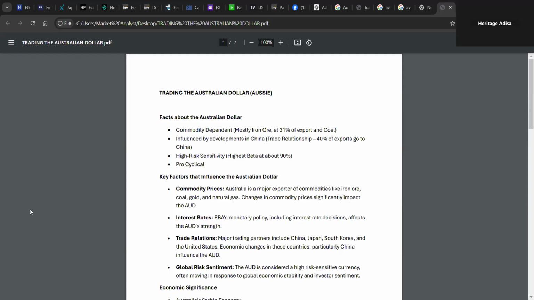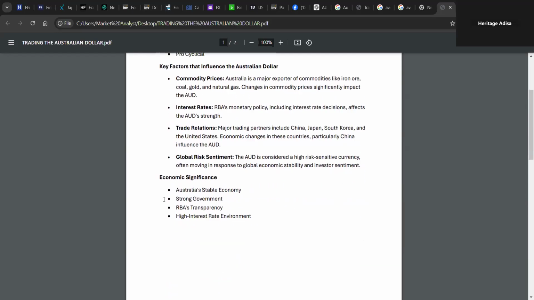The last part I want to talk about before we go into the discussion is economic significance. I mentioned this already in the course of my session, but the economy in Australia is stable, one of the major economies, and stability has been one of the major things that has helped the currency over the years. Of course, the US economy takes the lead in this, but you can also rely on the stability of the Australian economy as traders, as investors.